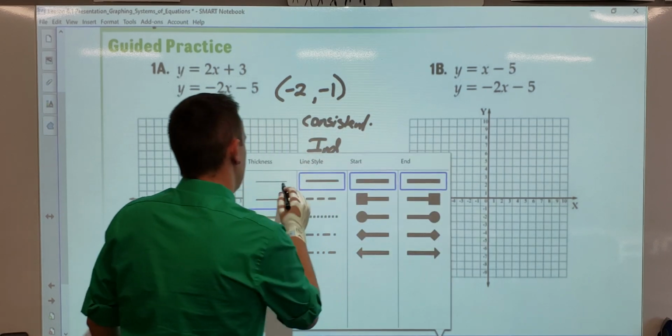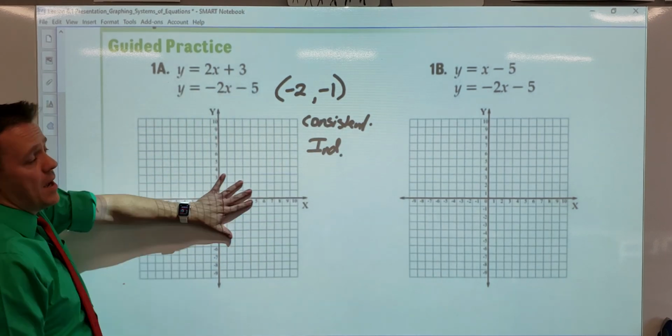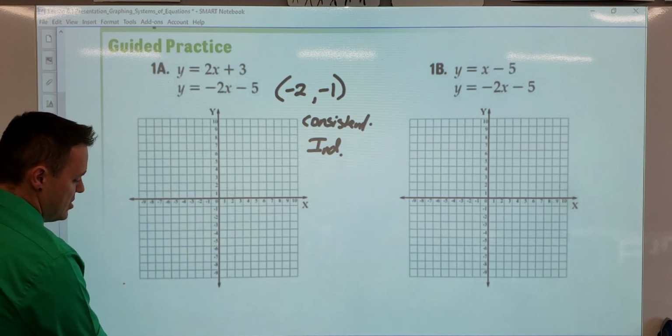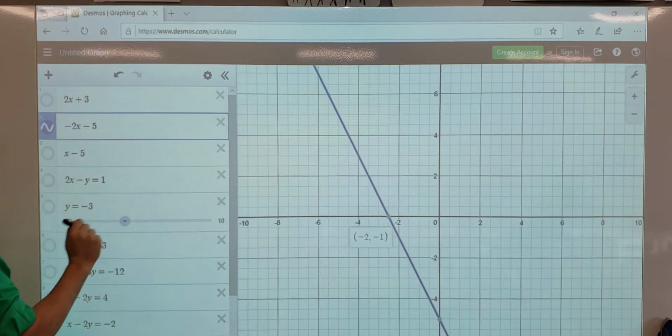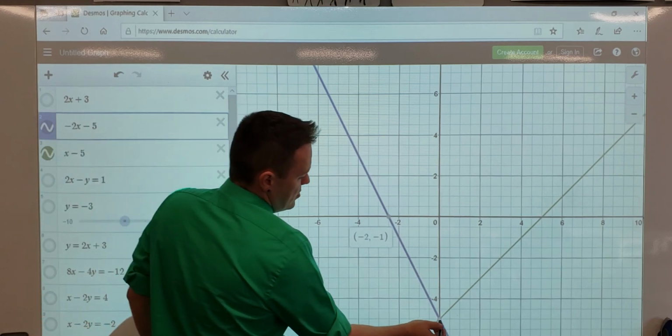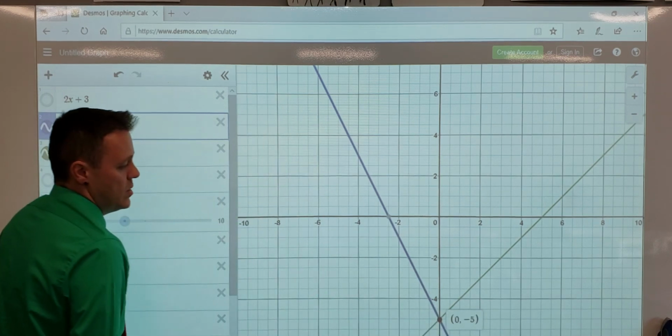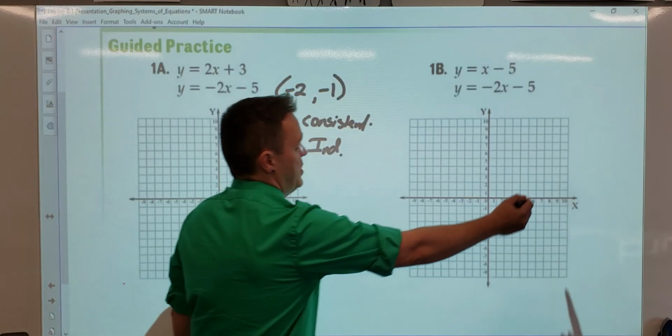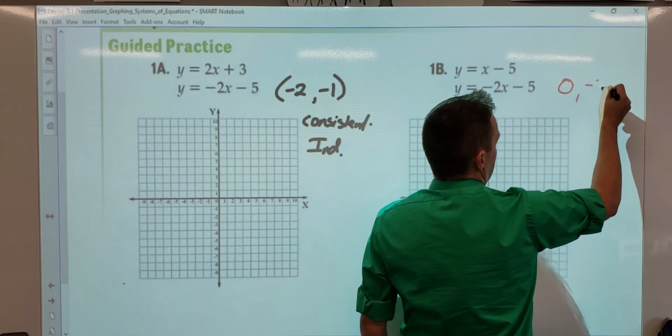Graph it. You guys know on your notes when you graph it, I'm not going to take the time to graph it. I want to make sure this video goes through without a hitch. The second one, -2, 5 and x -5. When I do that, ladies and gentlemen, there's my new intersection. It would be 0, -5.